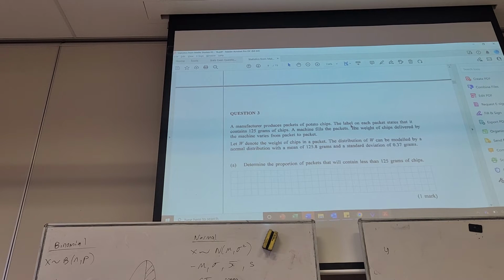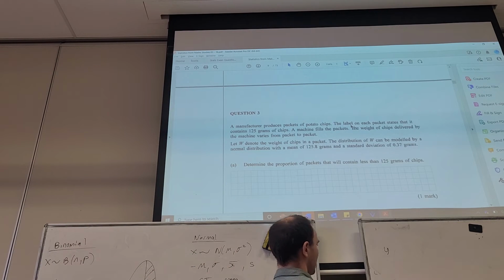A manufacturer produces packets of potato chips. The label on each packet states that it contains 125 grams of chips. The machine fills the packets. The weight of chips delivered by the machine varies from packet to packet. Let W denote the weight of chips in the packet. The distribution of W can be modelled by a normal distribution with a mean of 125.8 and a standard deviation of 0.37 grams. Determine the proportion of packets that will contain less than 125 grams of chips.